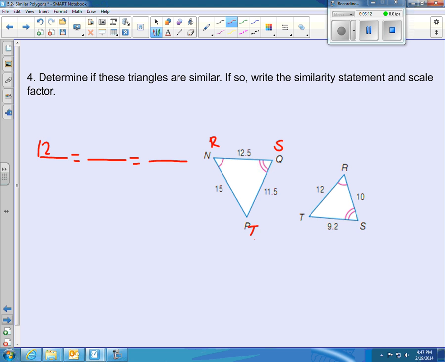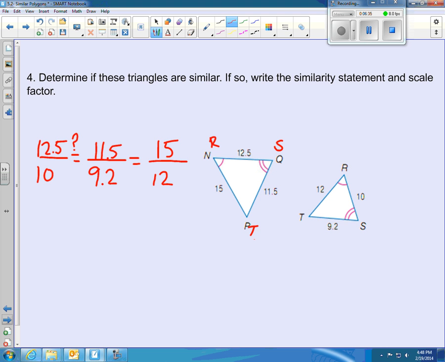So RS is 12.5 and NQ, which goes with RS, is 12.5 and RS is 10. We want to know, is that equal to QP, which is 11.5 and goes with ST, which is 9.2? And then P to N is 15, which goes with our 12.